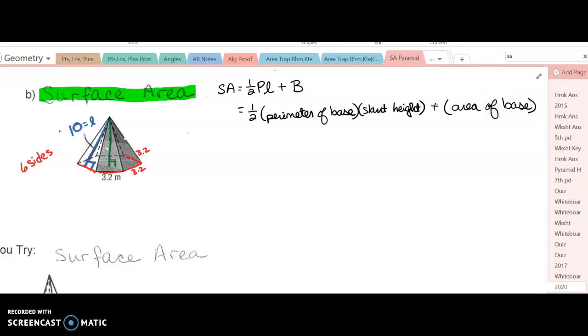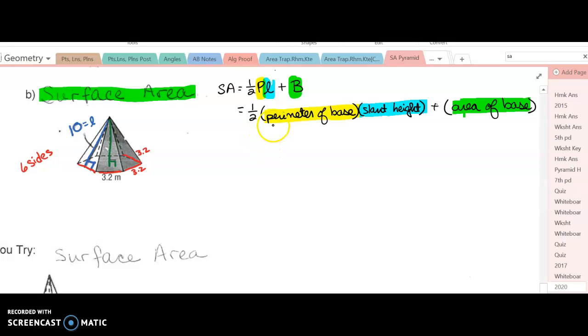Okay, so let's just go through and make sure we all understand what's going on here. We have P, which stands for perimeter of the base. We have L, which stands for slant height. We have B, which stands for area of the base. So these are the components of our formula. So let's plug in what we can find.